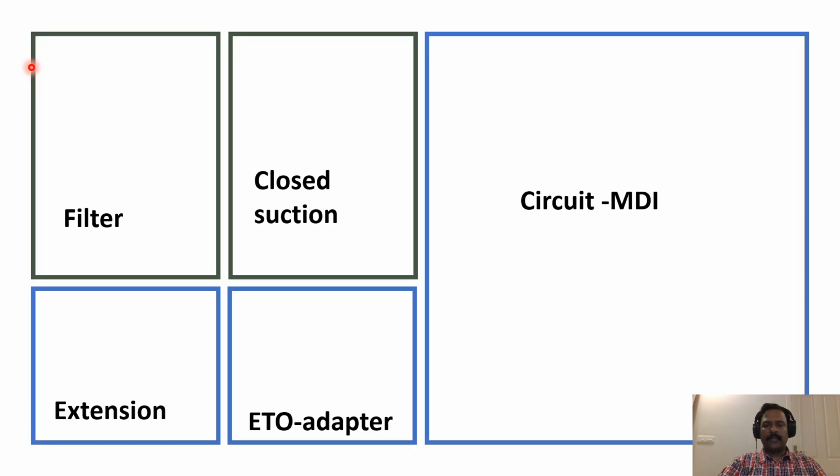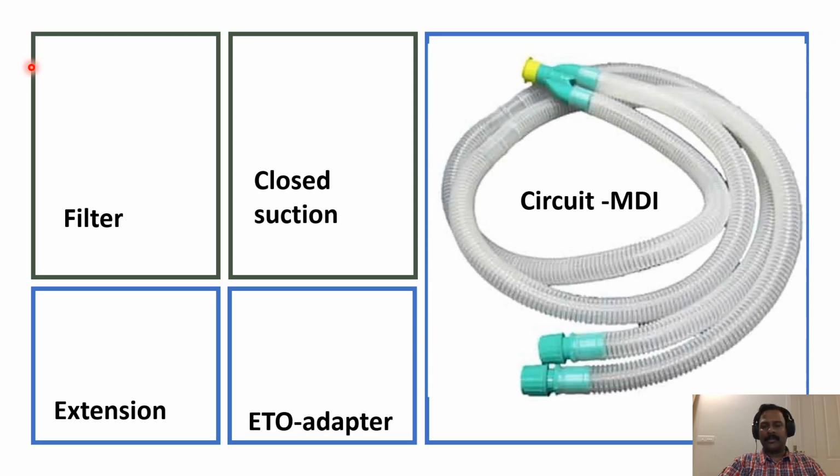So the total circuit mainly consists of 5 parts. One, you need a circuit, and this circuit is going to be a circuit with an MDI port, so that whenever you want to nebulize the patient, you can use the MDI port. No need of going for regular nebulization. This will reduce the aerosol. Second, you use an EtCO2 adapter. Most of the circuits will be having an EtCO2 adapter.